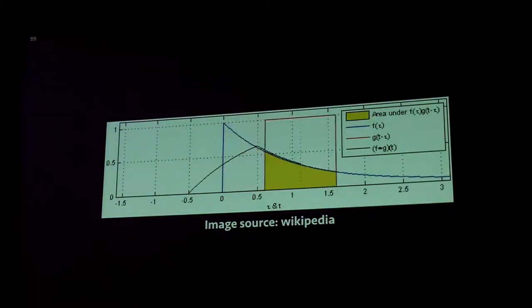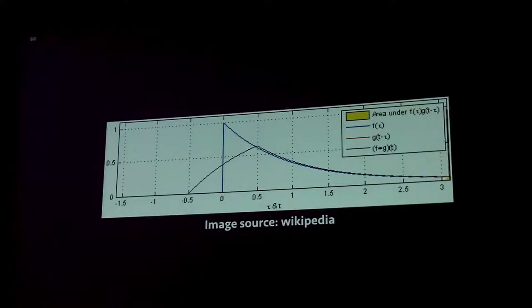You take two functions or two signals and you rub them on each other, and it calculates the area underneath the signal. So in this case, you have two inputs, the red signal and the blue signal, and you move the red signal over the blue one, and then the output is this black line.